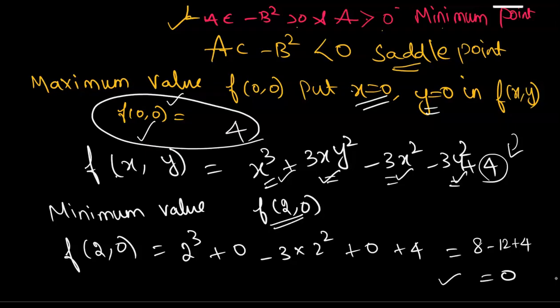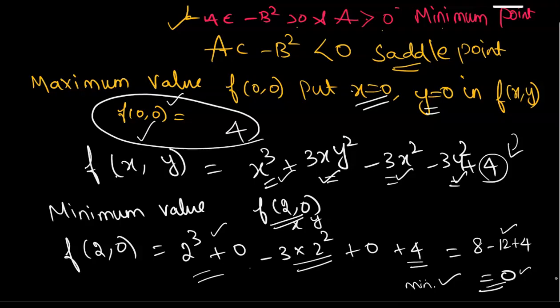Similarly, for the minimum value, put x as 2, y as 0 in the question. We get 2 cube and then 0 minus 3 into 2 square, which is 12. 8 minus 12 plus 4. This gives the minimum value.